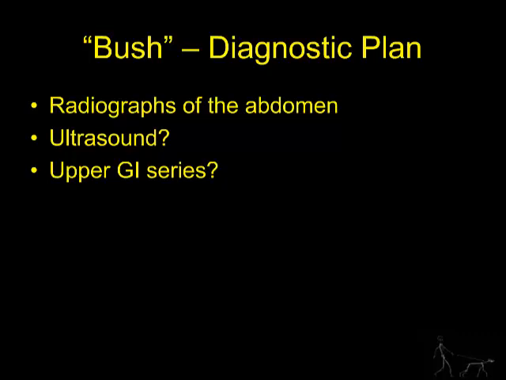The initial diagnostic plan was to obtain radiographs of the abdomen, possibly followed by an ultrasound or an upper GI series, depending on what was found on the plain films.